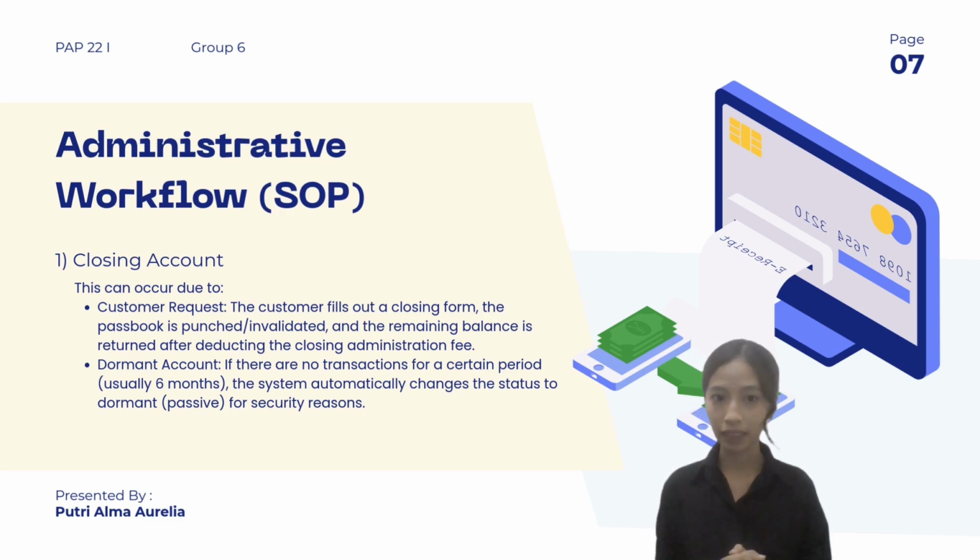Second is dormant account. If there is no transaction for a certain period, usually 6 months, the system automatically changes the status to dormant for security reasons. The next slide will be explained by my partner, Alvina Roichana.